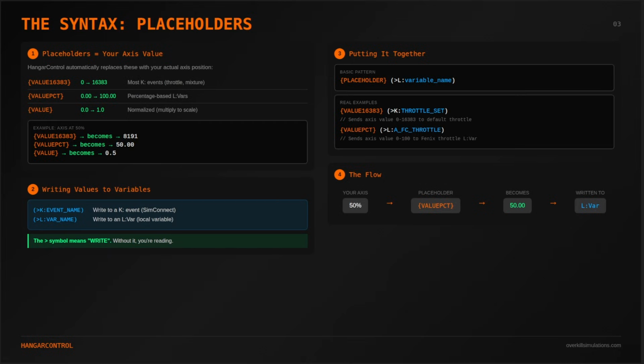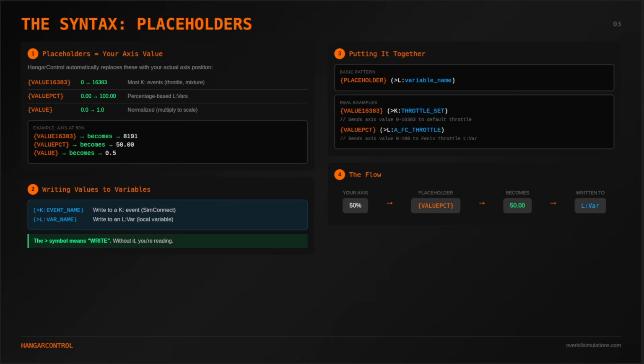Okay. Then you have value percent. Gives you a value obviously between 0 to 100 as a percentage. Great for LVARs that use percentages. And then you have value, which gives you 0 to 1. And we can adjust this as well, but this is normalized. Useful for when you need to multiply to a custom range.